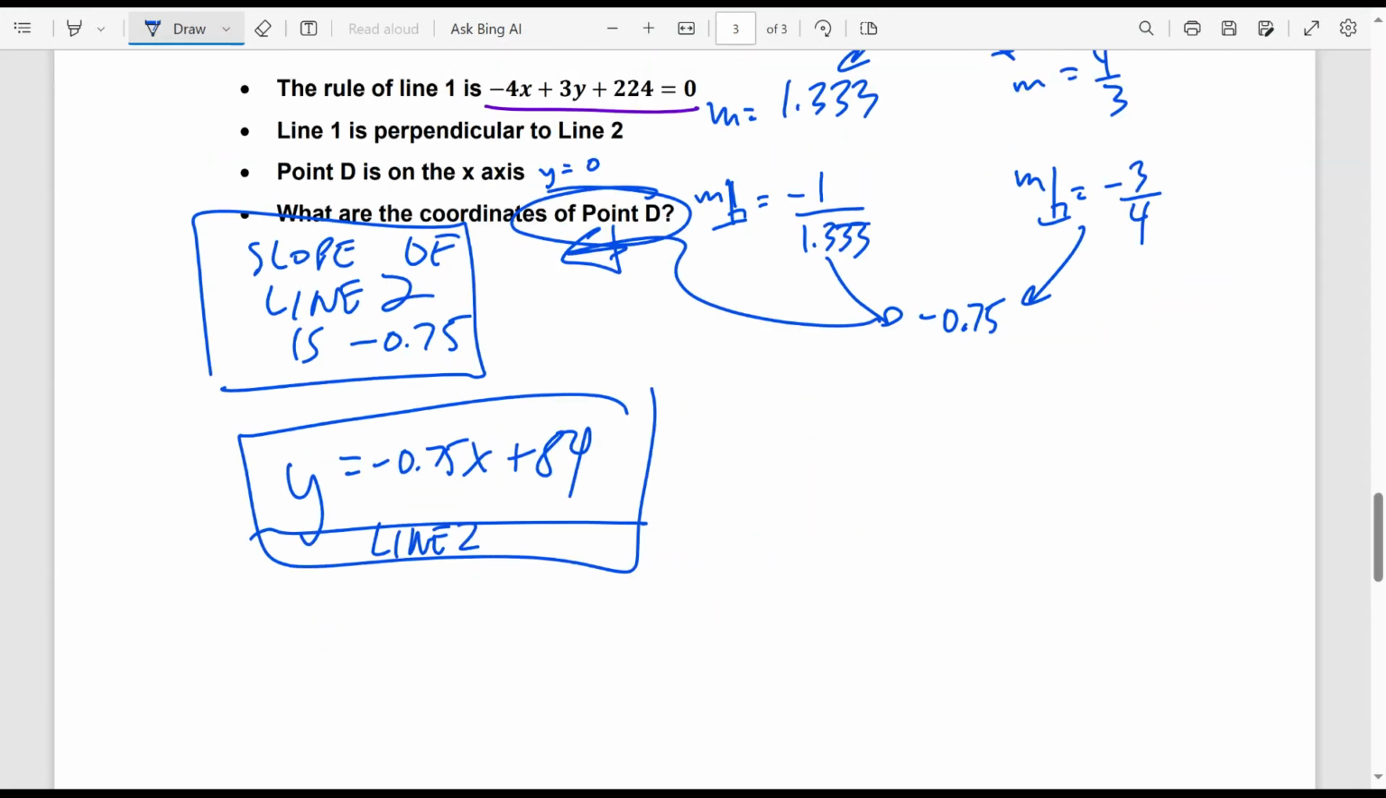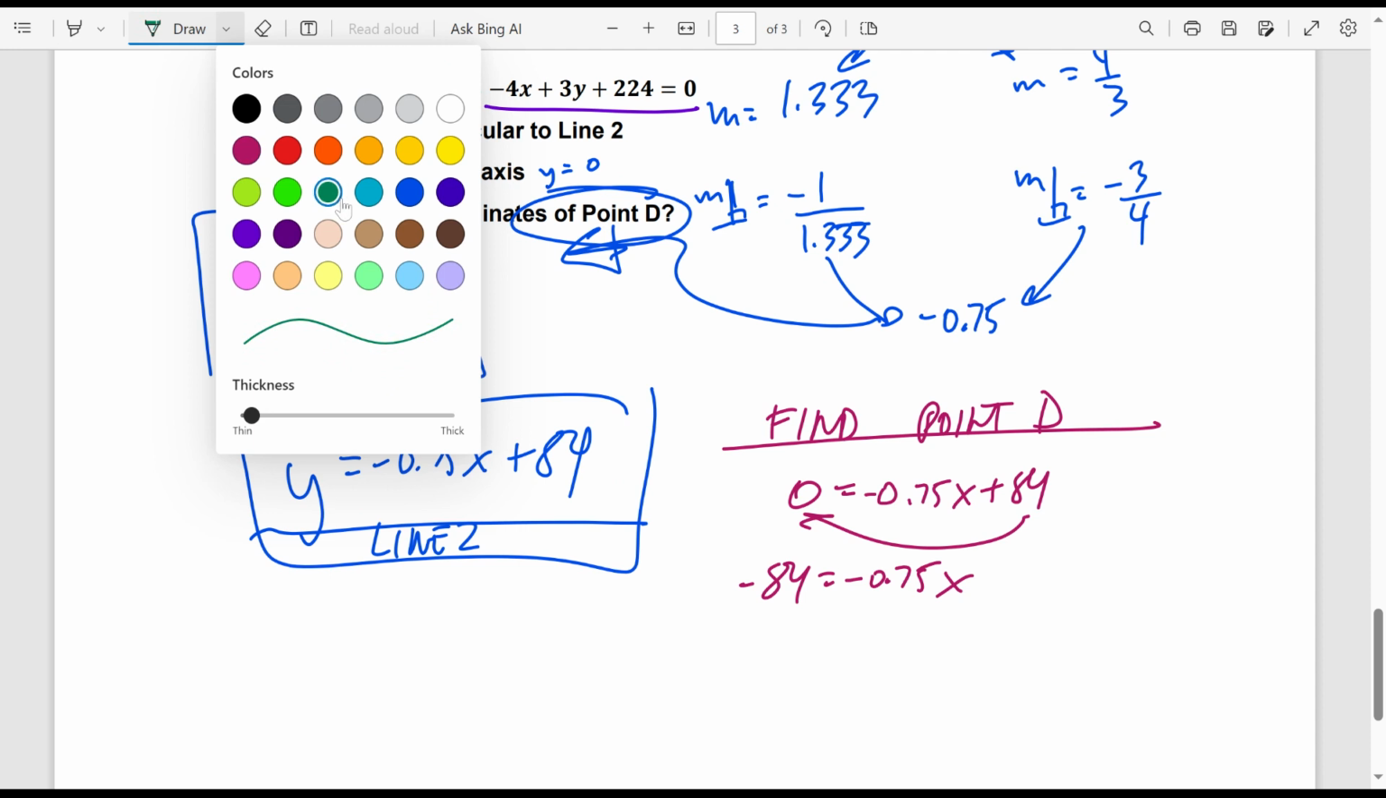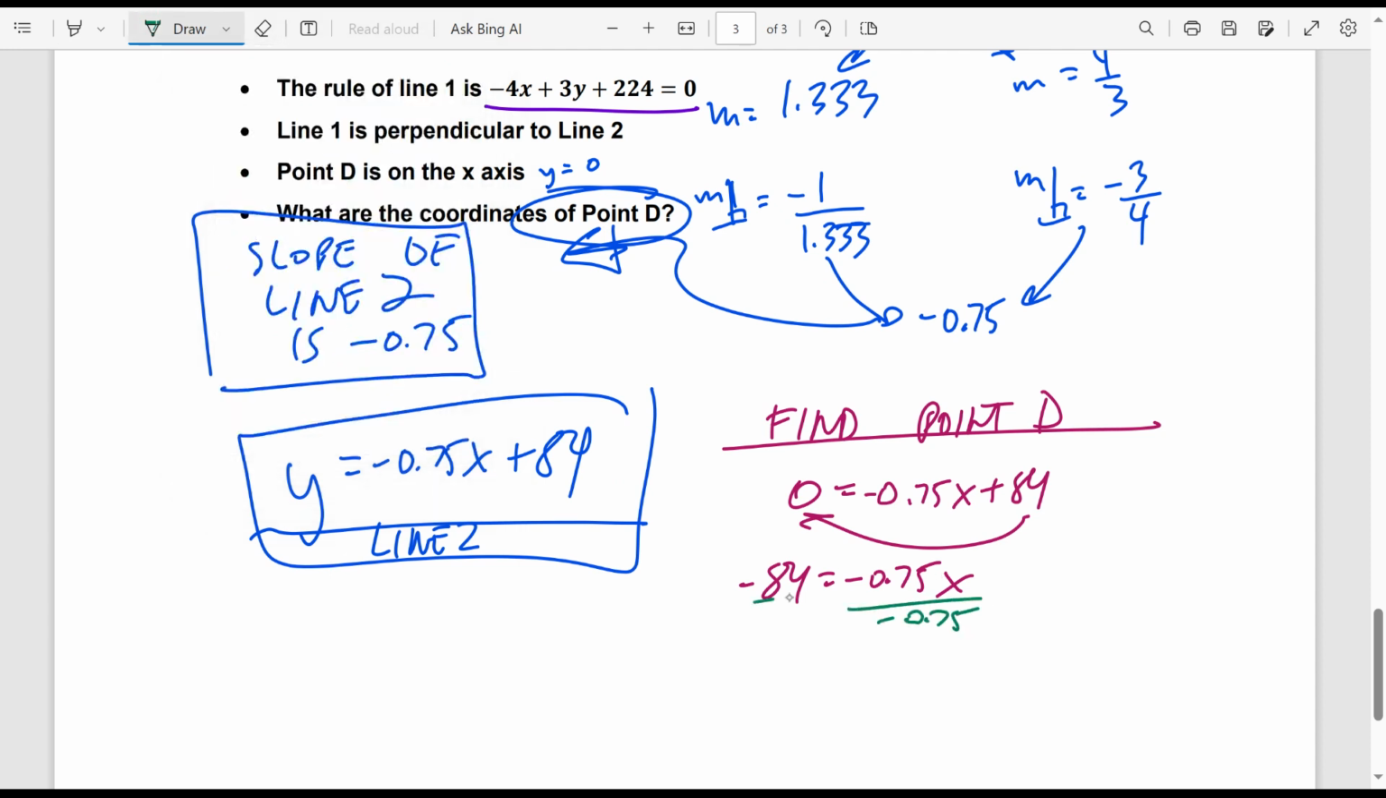So now all we have to do is basically find point D. So set y to 0, 0 equals negative 0.75x plus 84. Let's rearrange and solve for this x right there. So negative 84 equals negative 0.75x, we can divide by negative 0.75. X is equal to 112, I think. You can go with my validator in the back there. It's right, sir.